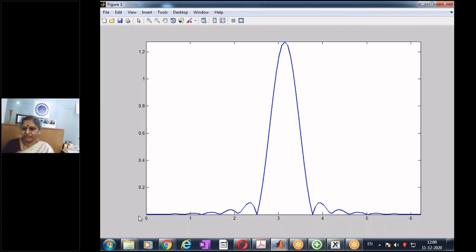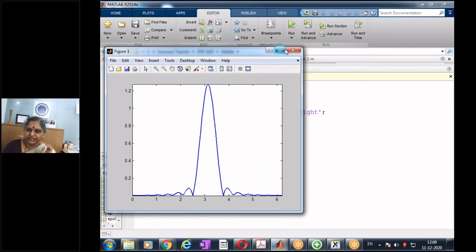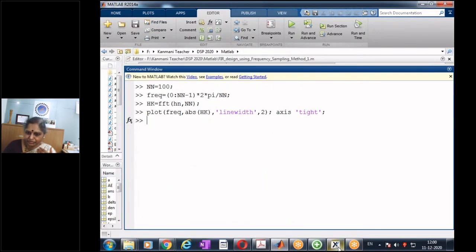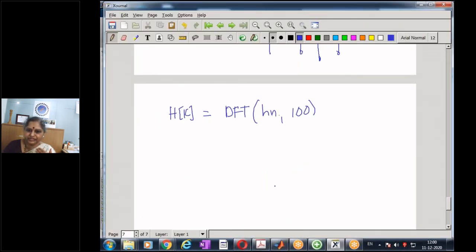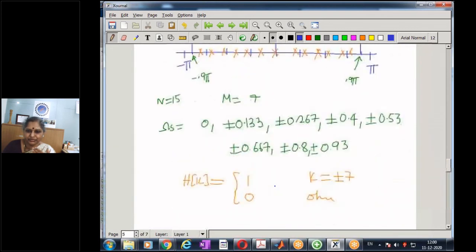So this is my zero. The plot is going from 0 to 2 pi. This is my pi. I have a peak around pi. I had a cutoff of 0.9 pi. So this is my cutoff, and this is where I have my ripples. My ripples are present.